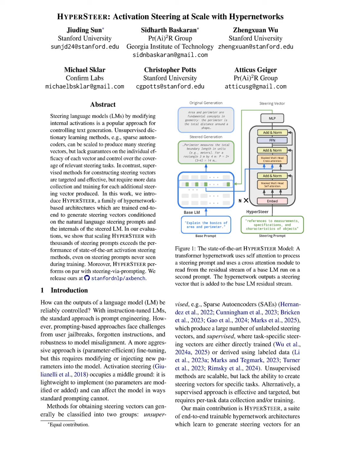HYPERSTEER combines the advantages of unsupervised dictionary learning with the targeted control of supervised activation steering, allowing it to effectively handle a larger number of steering prompts during training. Performance-wise, HYPERSTEER's cross-attention variant outperforms all supervised activation steering baselines on unseen steering prompts, showcasing its ability to generalize better than previous methods. Overall, HYPERSTEER not only matches but also exceeds the performance of traditional prompting methods, making it a robust choice for instruction-tuned language models.